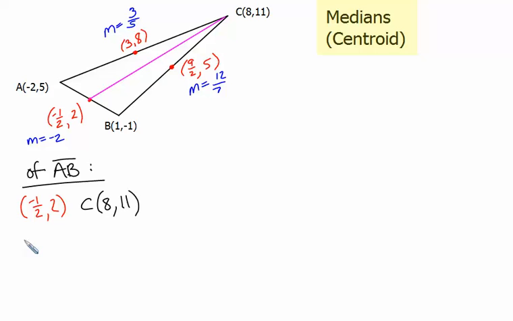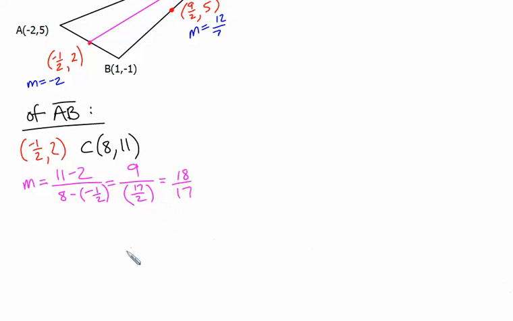Now what we're going to need to do first is calculate the slope of that line segment. So remember, slope is y2 minus y1 all over x2 minus x1. Watch for subtracting a negative. Up top we get 9. In the bottom, 8 plus 1/2 would be 17 halves. Use your calculator. We do not want to see decimals, not even along the way. That slope is 18/17.